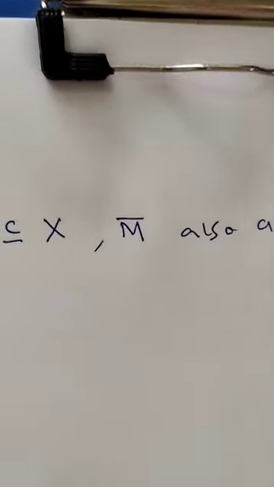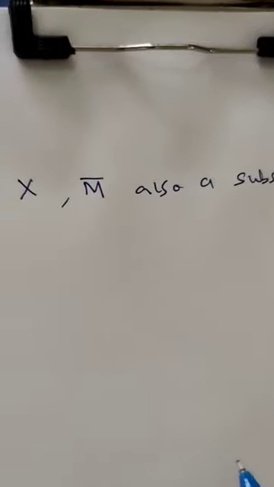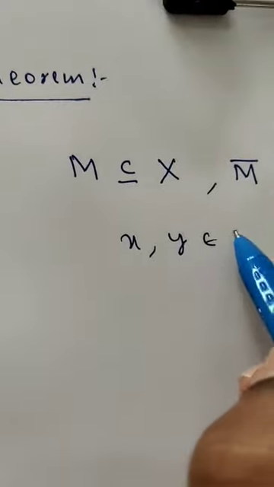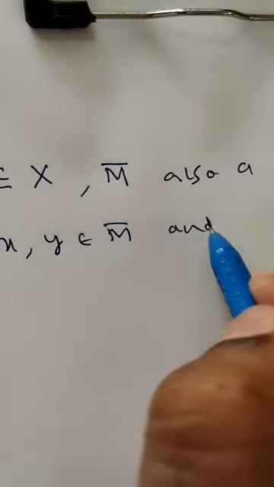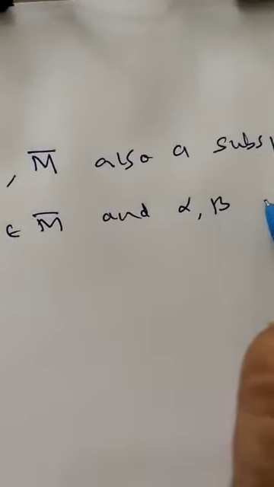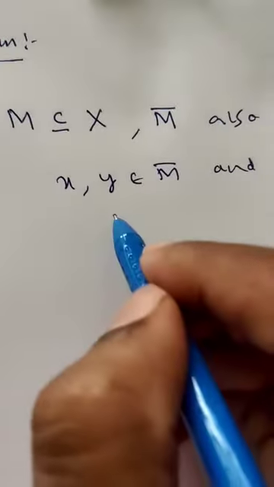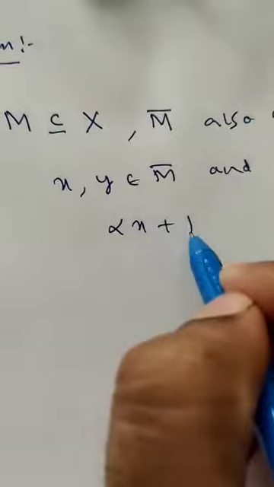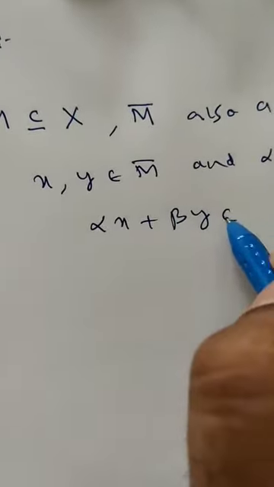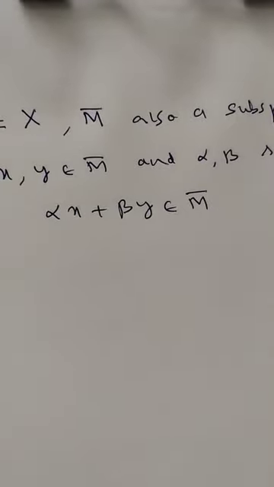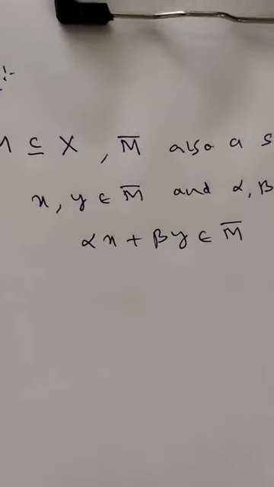To show the closure of M is also a subspace of X, what do you have to show? If I take any two elements, say X and Y belonging to M closure, and alpha, beta scalars, then the linear combination alpha X plus beta Y must belong to M closure.